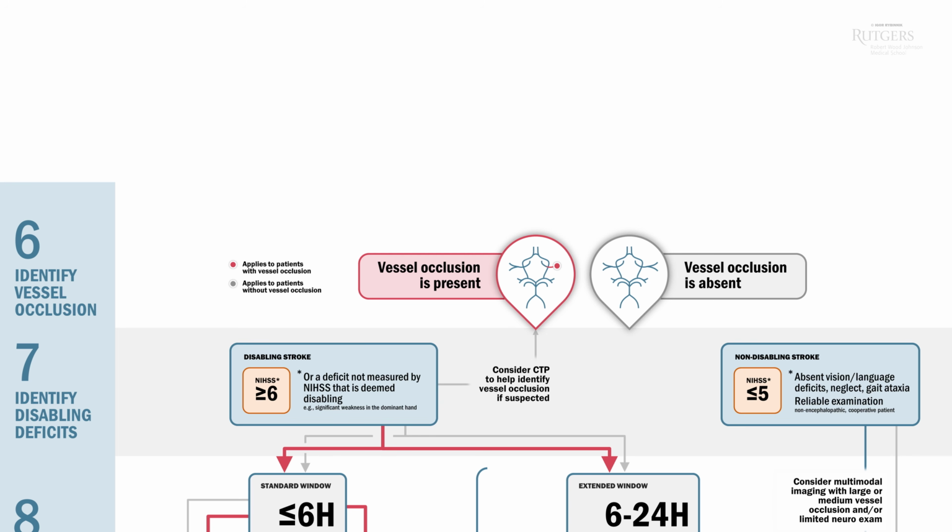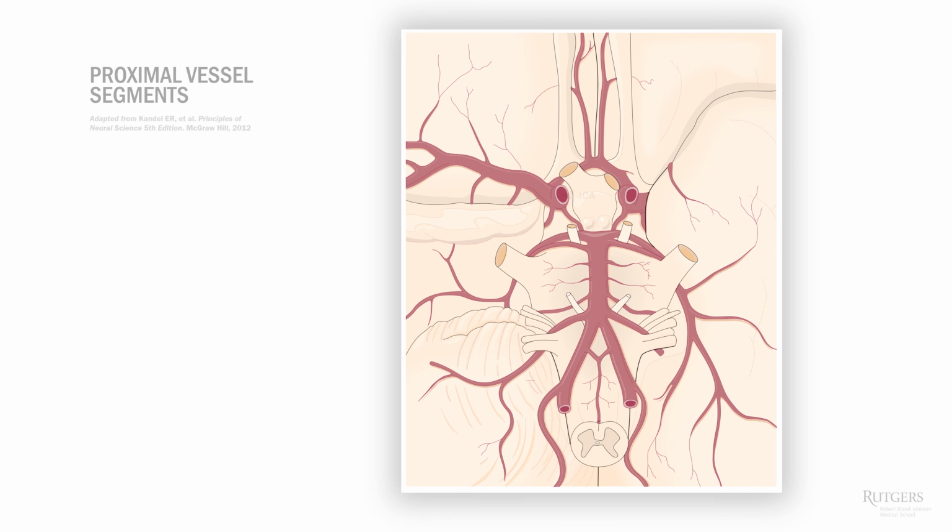Looking for a large vessel occlusion is the first step. And by large vessel occlusion, I mean occlusion of the intracranial or extracranial internal carotid artery, M1 and M2 segments of the MCA, basilar artery, A1 segment of the ACA, or P1 segment of the PCA. Interventions on more distal occlusions are currently being explored in multiple clinical trials.